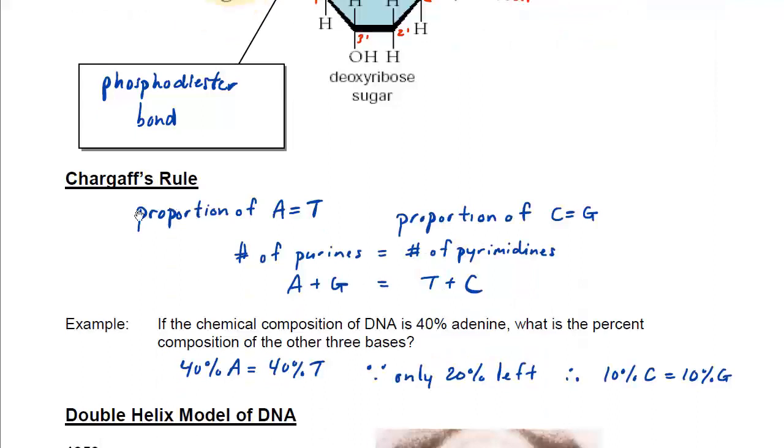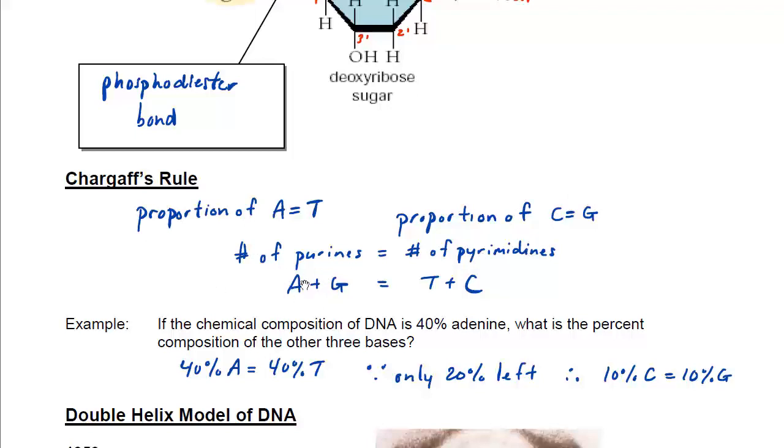We jump into Chargaff's rule. Super simple. If the proportion of A equals T and the proportion of C equals G, because these are paired and these are paired, then the number of purines that you have should always equal the number of pyrimidines because they're always paired with each other. You have a purine and a pyrimidine, pyrimidine, purine. Okay, so these numbers should be equal.